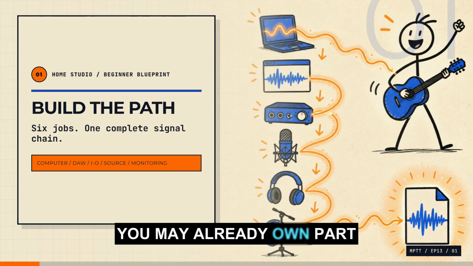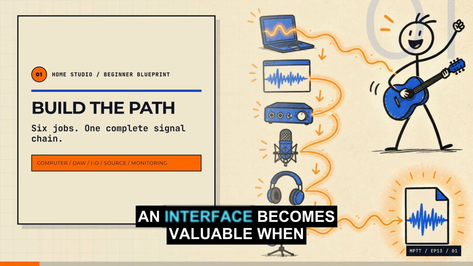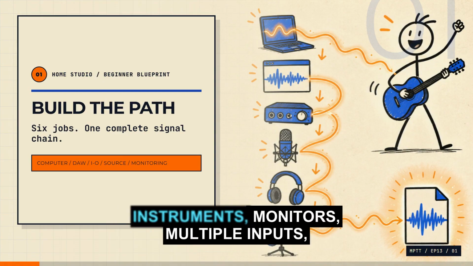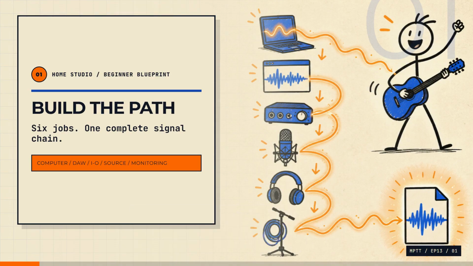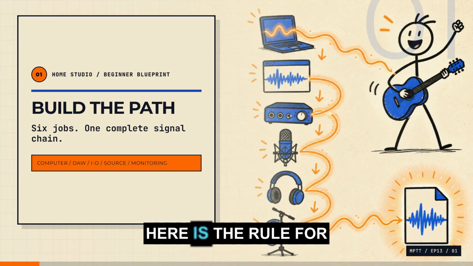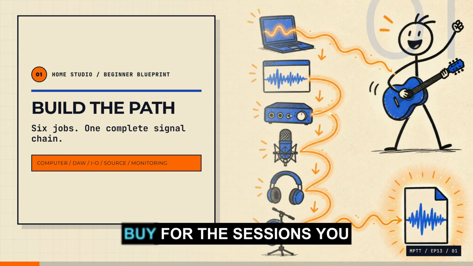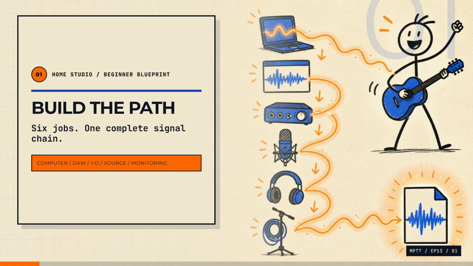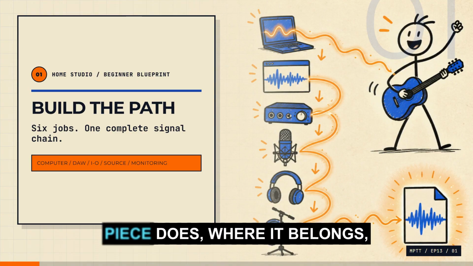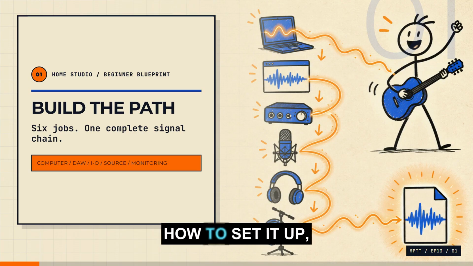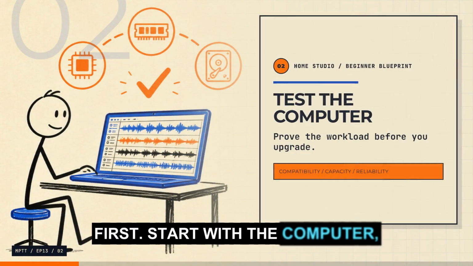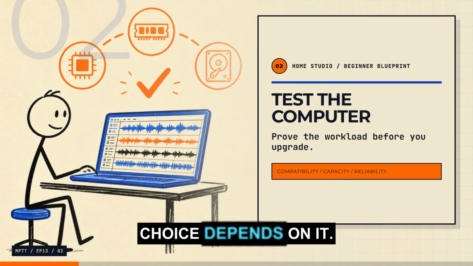You may already own part of that path. An interface becomes valuable when you want XLR microphones, instruments, monitors, multiple inputs, or direct monitoring. Here is the rule for the whole video. Buy for the sessions you will actually run in the next year, not the imaginary studio you might build someday. By the end, you will know what each piece does, where it belongs, how to set it up, and which upgrade should come first. Start with the computer, because every other choice depends on it.